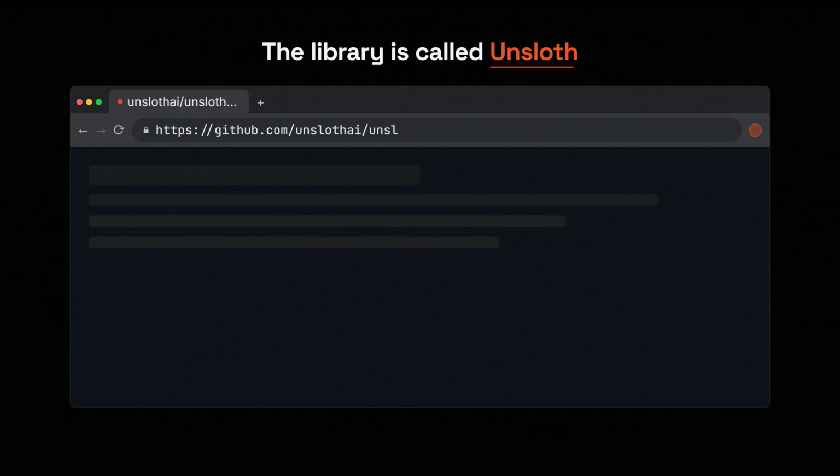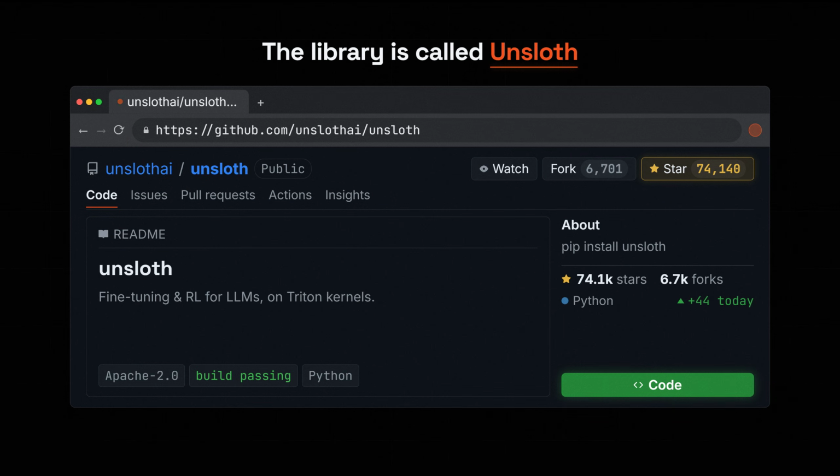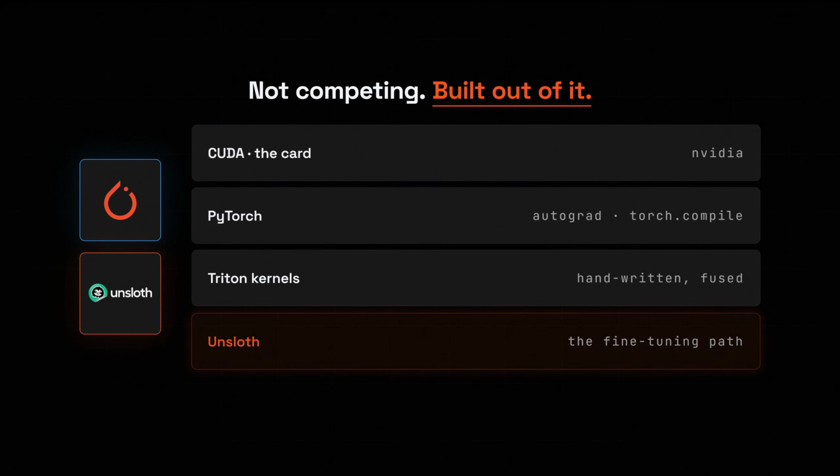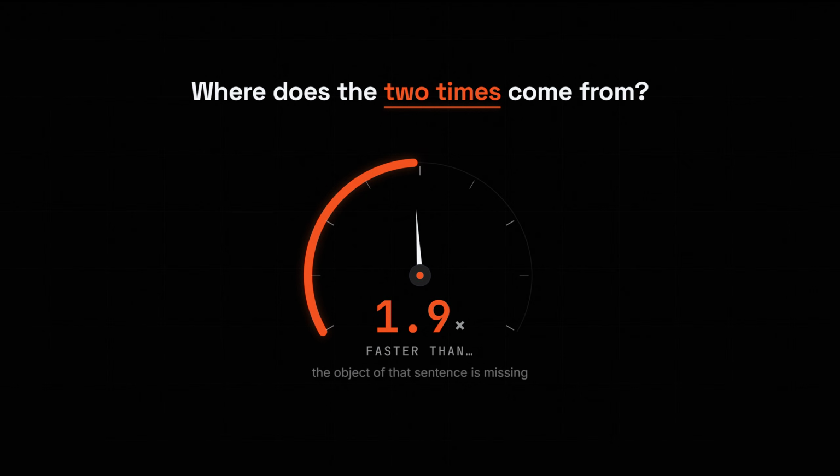The library is called Unsloth, free, open source, Apache licensed, and it runs on top of PyTorch, which makes the fight in the title a strange one. Unsloth is not competing with PyTorch. It is built out of it. So the real question is narrower and better. Where does the 2 times actually come from?